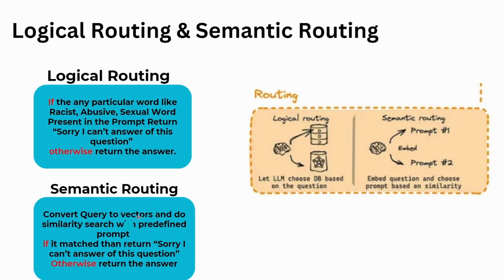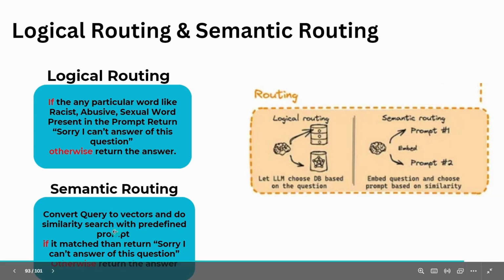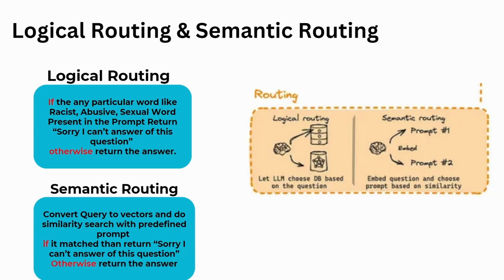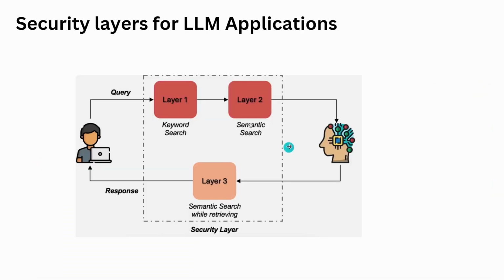In the case of semantic routing, you check the user query against predefined prompts, doing a similarity search with the help of an embedding model. After doing the embedding, you do the similarity search. If it is matched, then you can return "sorry, I can't answer the question," otherwise return the answer. So that was the way.